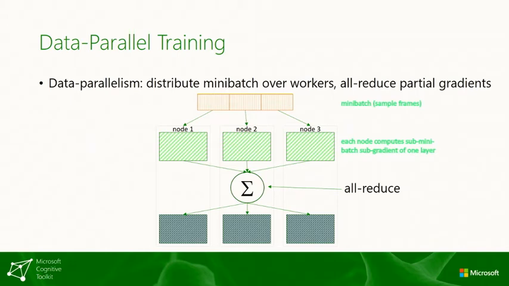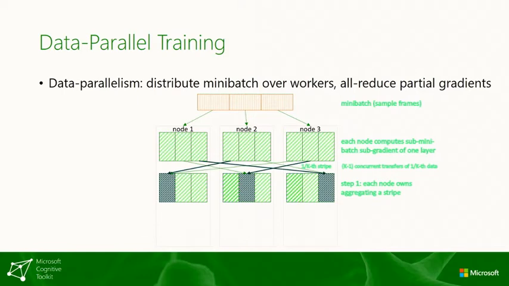So this is the very naive way of doing data parallel training. Essentially, you have a mini batch of data you send into multiple nodes. These nodes calculate the gradient themselves, and then you run an all reduce, taking all their gradients, summing them together, and redistributing them back to all the nodes. Now this certainly creates a bottleneck at the node that does the summation of all the gradients.